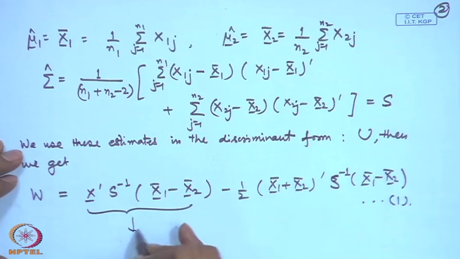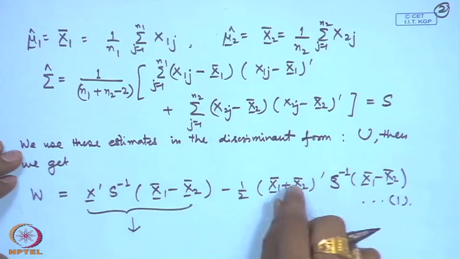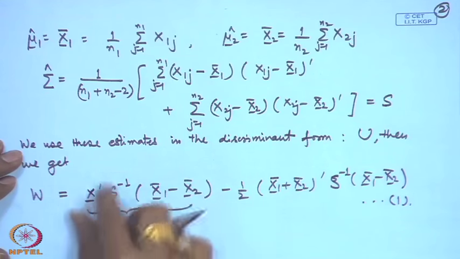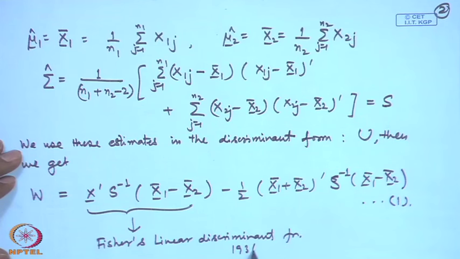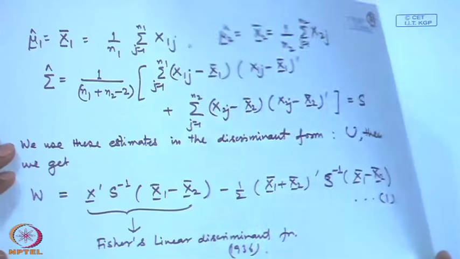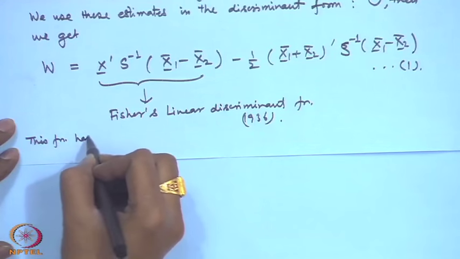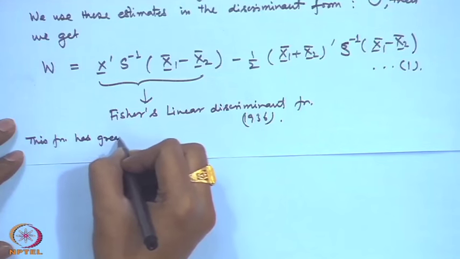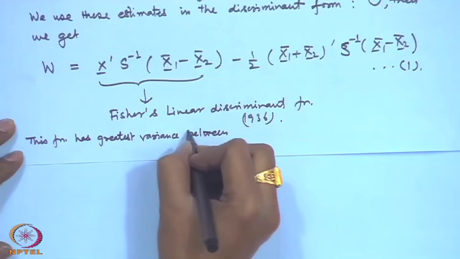This function, the right hand side does not depend on the x value. So this will be the same for all observations which we want to classify. So this one is the Fisher's linear discriminant function, which he proposed sometime around 1936. This function has greatest variance between samples.